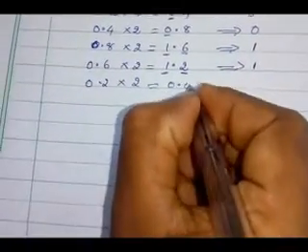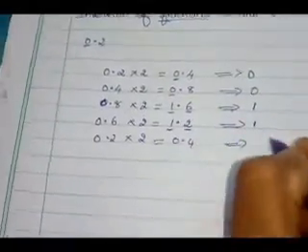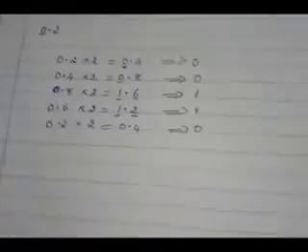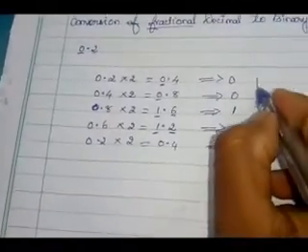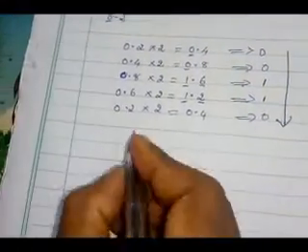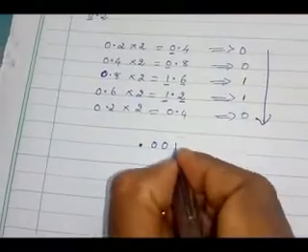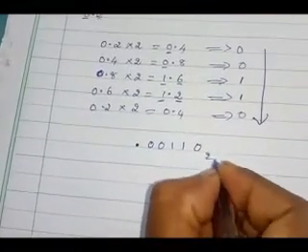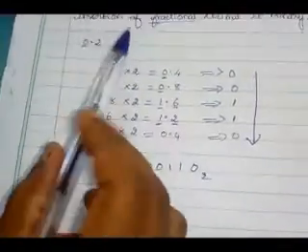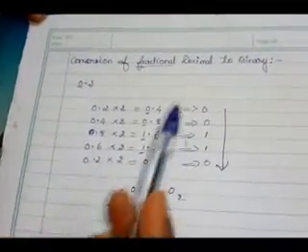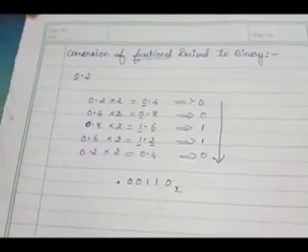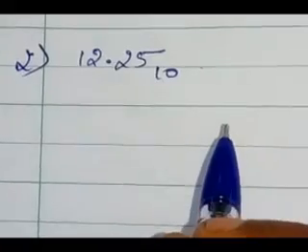Then 0.4, integer part is 0. So we can stop here. How can we write it? From top to bottom you have to write: 0, 0, 1, 1, 0. This is the binary conversion of 0.2. Did you understand? We will see one more example.